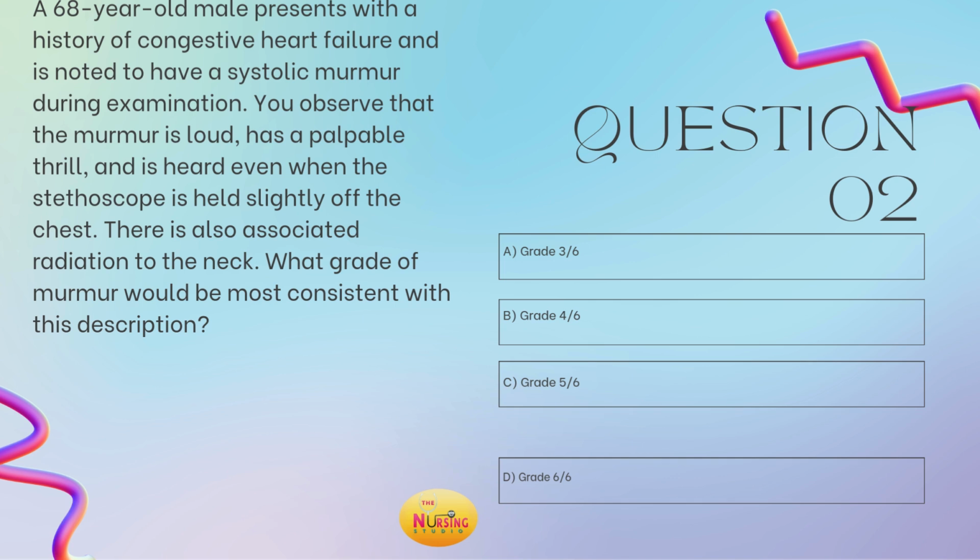Again, the murmur is loud, there's a palpable thrill, and it is heard even when the stethoscope is held slightly off of the chest. So your best answer is C, grade 5 of 6. Grade 4, the stethoscope still needs to be at least lightly on the chest to be heard, but the palpable thrill is first noted there. And that's the key for grade 4.